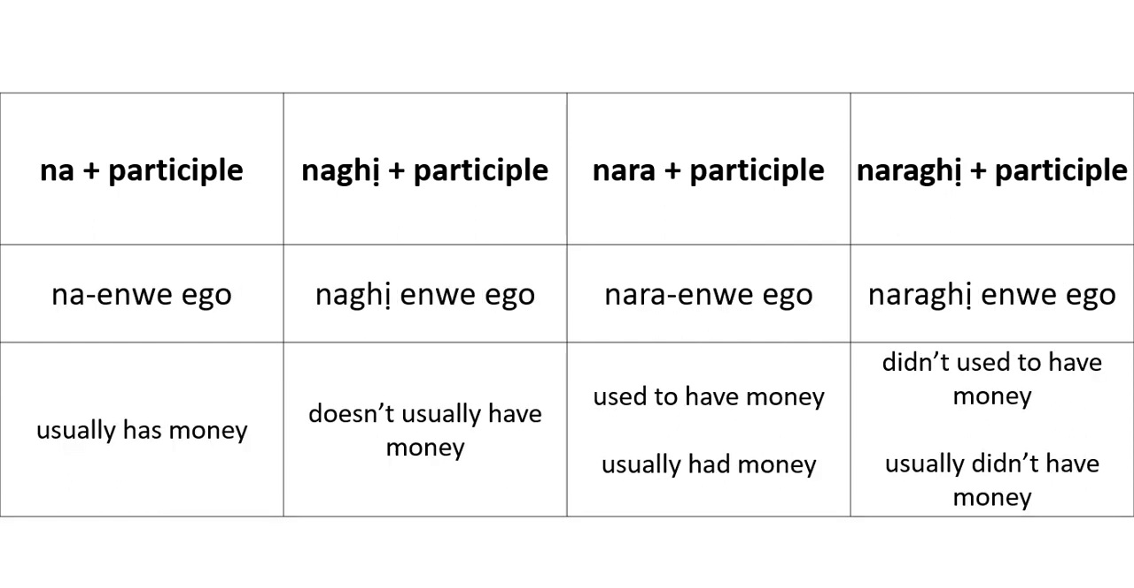Na-enwe ego usually has money. Naghị enwe ego doesn't usually have money. Nara enwe ego used to have money, usually had money. Naraghị enwe ego didn't used to have money, usually didn't have money. Na-enwe ego, naghị enwe ego, nara enwe ego, naraghị enwe ego.